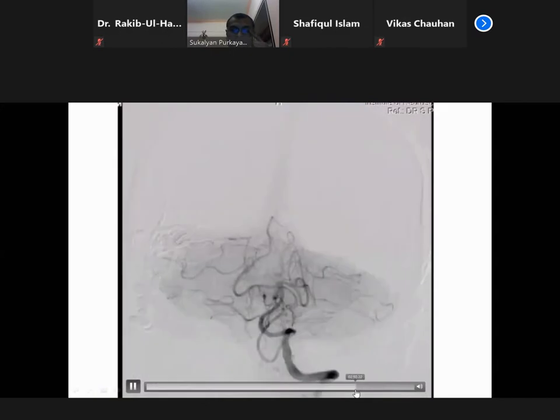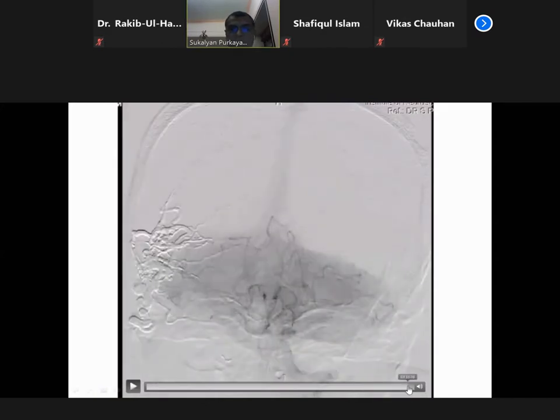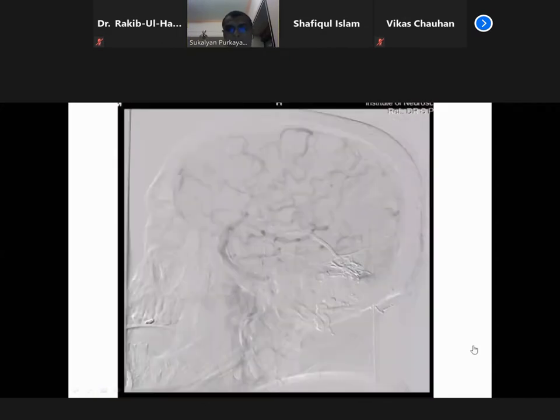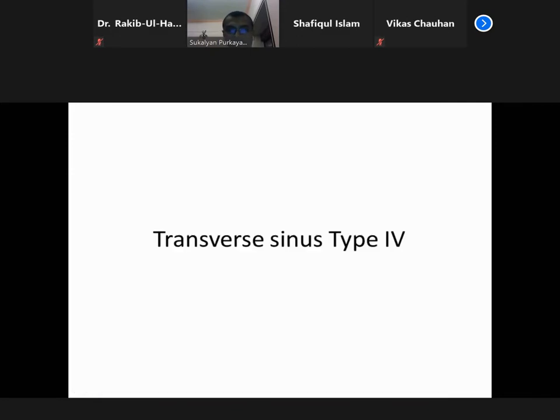This is not very different. So we blocked the thing, and he became okay after some time, but he had a turbulent course. So it is the same as the previous case that we blocked. Now, transverse sinus type 4 fistula, high-grade fistula.